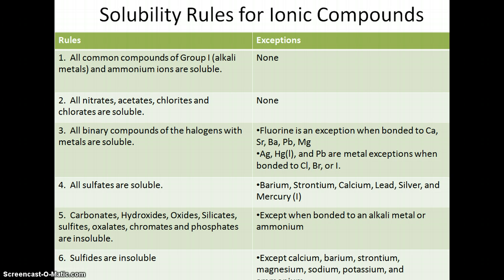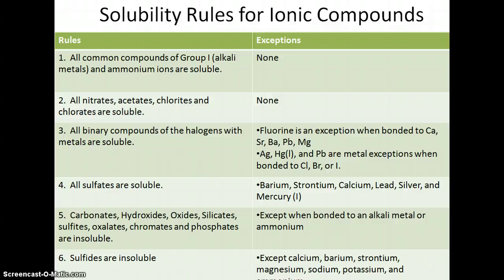All right, the solubility rules are only good for ionic compounds. So an ionic compound is a metal and a nonmetal. So if you have a metal and a nonmetal, you want to worry about the solubility rules to determine if it's going to dissolve in water or not. Okay, there are 6 simple rules, and there are some exceptions to those rules, and you definitely need to know the rules, and you need to know the common exceptions.